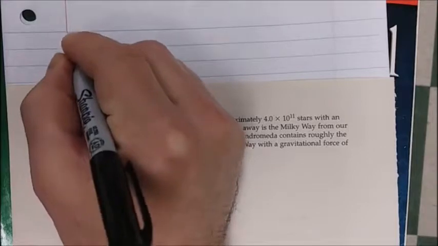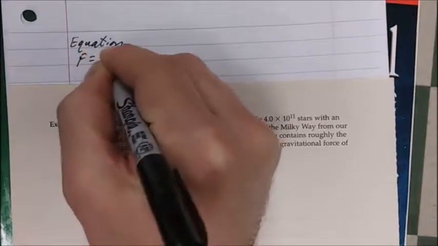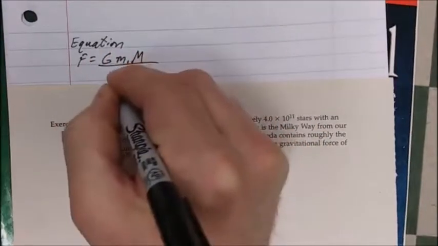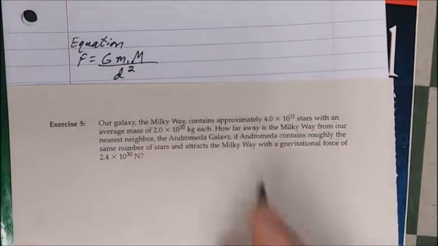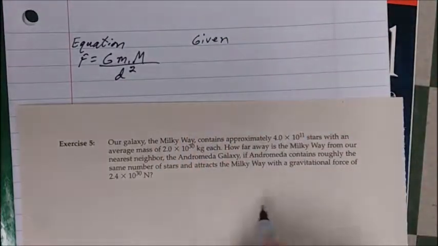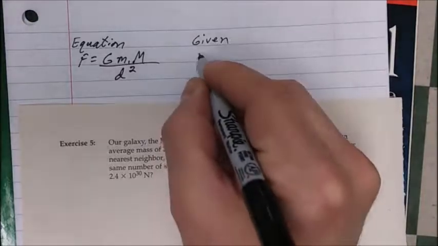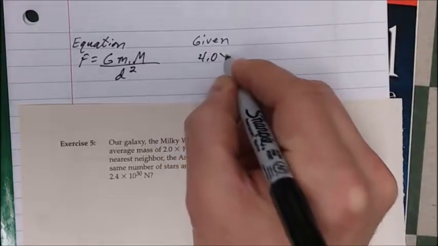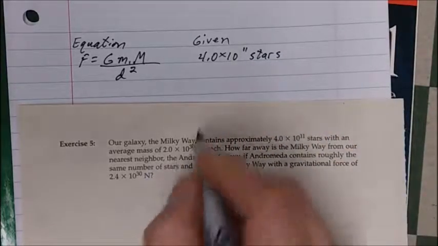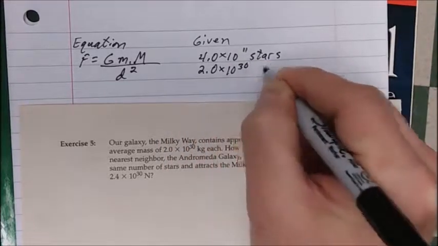So we know we're going to need the equation. F equals G, mass 1, big mass, over distance squared. What are our givens in this problem? What are we given? We know that the Milky Way contains 4.0 times 10 to the 11th stars, and each of those has an average mass of 2 times 10 to the 30 kilograms.